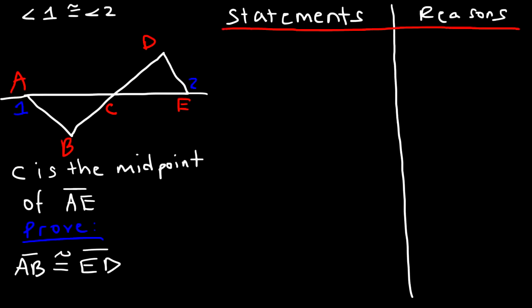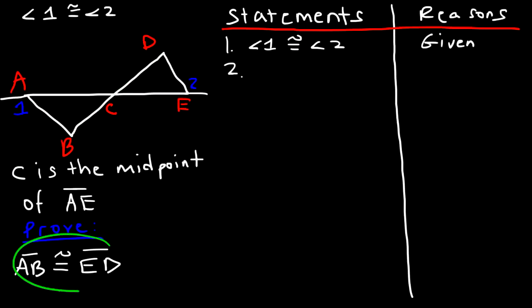So number one, let's start with the angle. So angle 1 is congruent to angle 2. So that's given. Now our goal is to prove that triangle ABC is congruent to EDC. If we can do that using CPCTC, we can prove that this statement is correct.